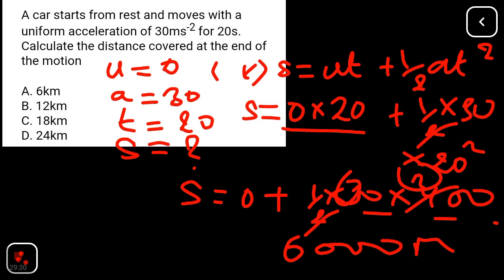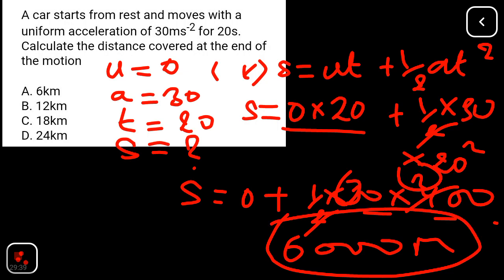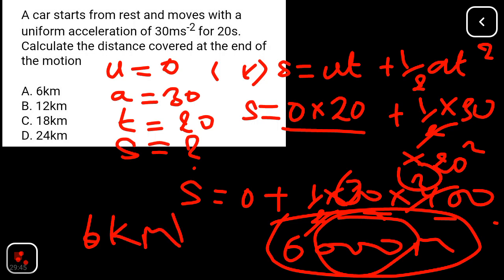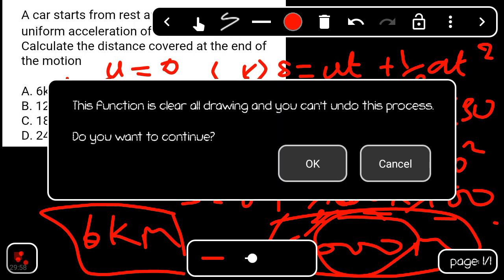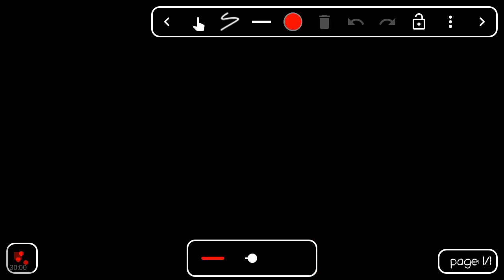Distance is measured in meters, so in this case we have 6,000 meters, but all of our units here are in kilometers. To convert meters to kilometers, you divide by 1,000, where all these zeros go, and you are left with 6 kilometers. That's the right answer. You should also know how to convert. It's not only about knowing how to solve; sometimes you solve and still fail because of your unit.